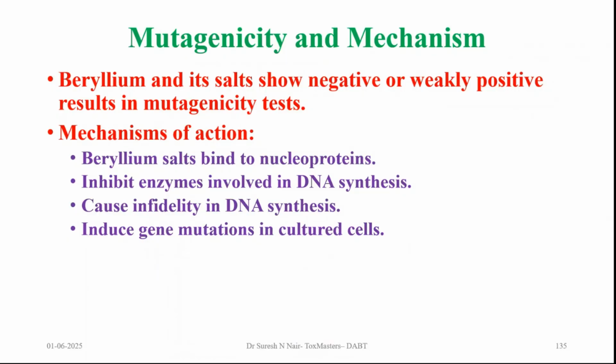Beryllium is a very small metallic ion. Its atomic number is 4. It is having only 4 electrons, so they are capable of releasing the outer 2 electrons easily. So they can bind with the nucleoproteins. They can inhibit the enzymes involved in the DNA synthesis, can cause infidelity in DNA synthesis, and can induce gene mutations. All these are the common mechanisms of the metallic carcinogens.